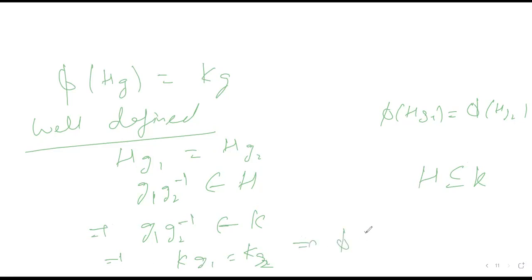This implies phi of Hg1 is equal to phi of Hg2. Why? Because the relation is Hg maps to Kg. So Kg is equal to phi of Hg. I just wrote this. Any doubt in this? How I proved well defined?